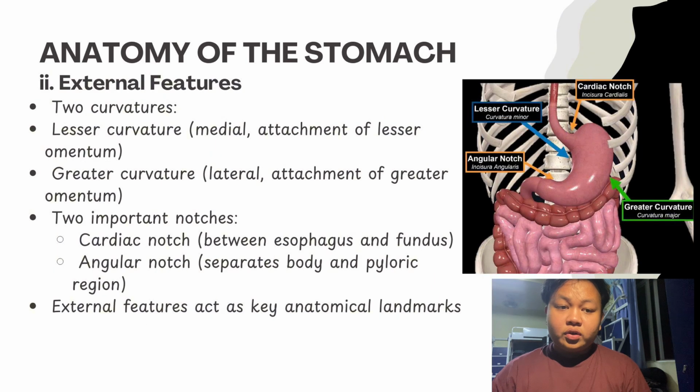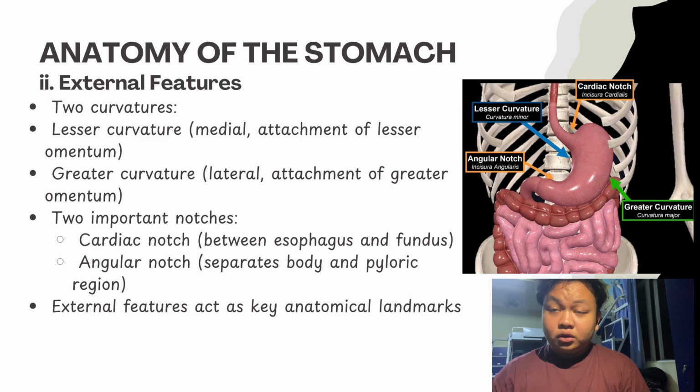Alright, moving on to the external features. So basically, the stomach has several important external features. It has two curvatures, which are the lesser curvature and the greater curvature. The lesser curvature is on the medial side, attached to the lesser omentum, and the greater curvature is on the lateral side, attached to the greater omentum.